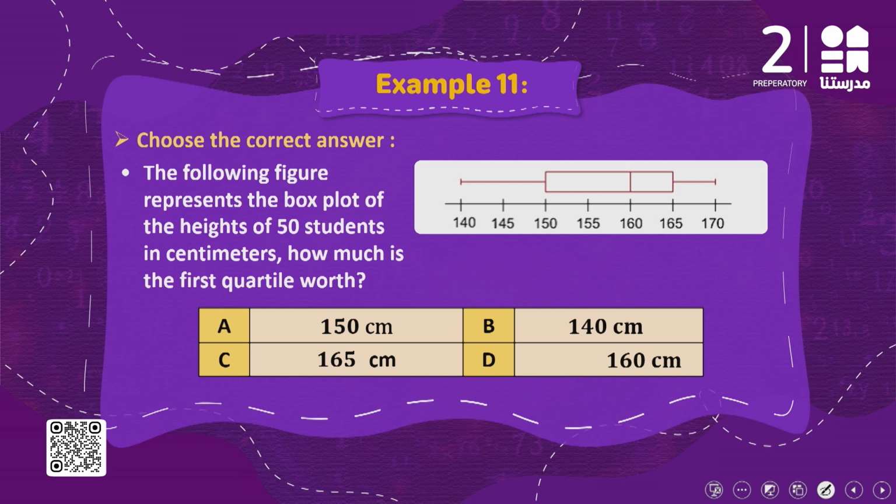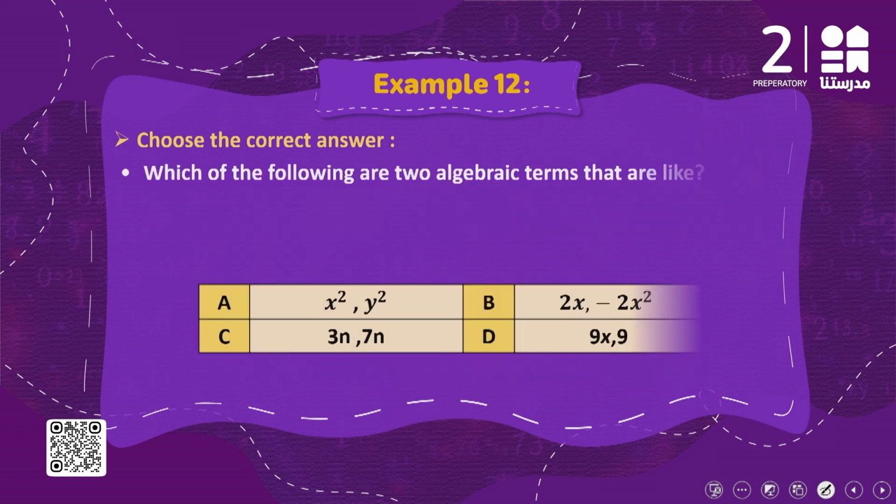The following figure represents the box plot of the heights of 50 students in centimeters. How much is the first quartile worth? As we said more and more times, this is the minimum value. This is the maximum value. This is the lower quartile or the first quartile. This is the third quartile or the upper quartile. This is the second quartile, which is named the median. Here's the first quartile, which is 150 centimeters.